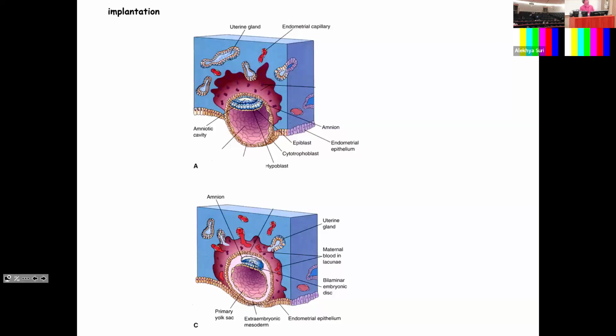So there is a mix of different formations here. And here there is more invasion. You can appreciate here that the embryo has invaded the whole endometrium, okay? And there is a mix of capillaries, etc. The uterine gland, the embryo proper, the blastocyst, the primary yolk sac, etc. So it's a complex process in which both the maternal and paternal components intermingle, okay?